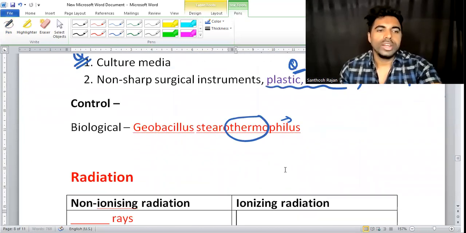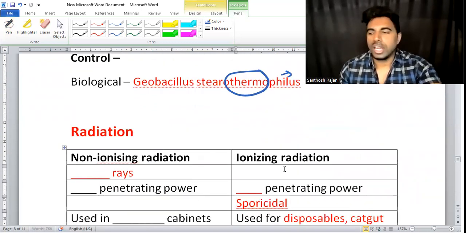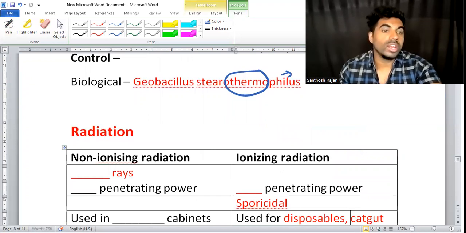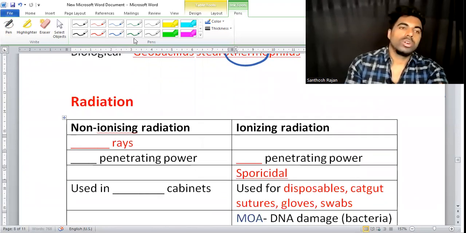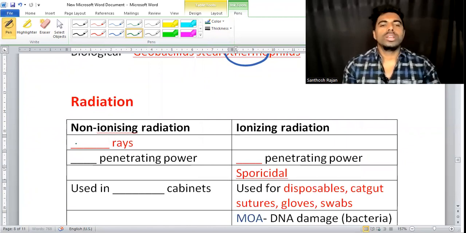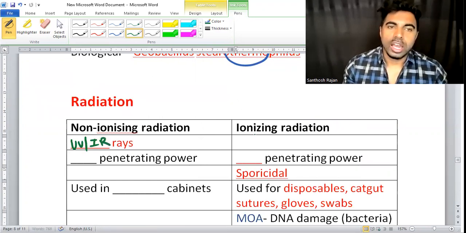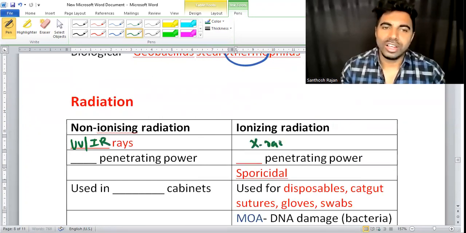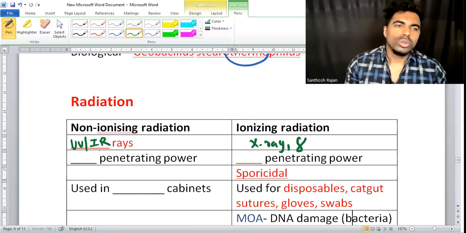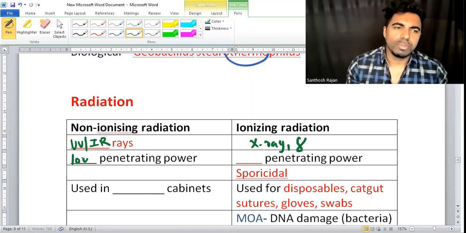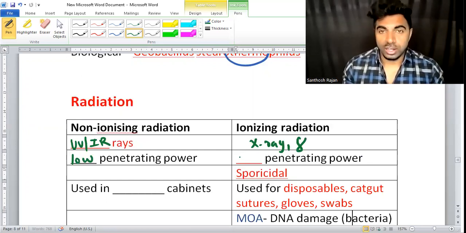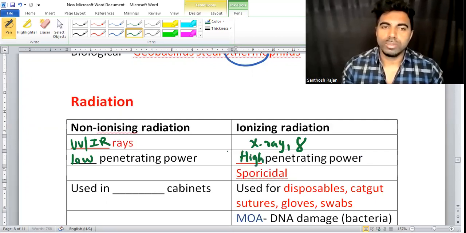Okay. Now, radiation. We have non-ionizing and ionizing radiation. When we talk about non-ionizing radiation, it is usually UV and infrared rays. And for ionizing, it is X-rays or gamma rays. UV and infrared rays have low penetrating power. But ionizing rays, being ionizing, definitely have high penetrating power. Right? Important.